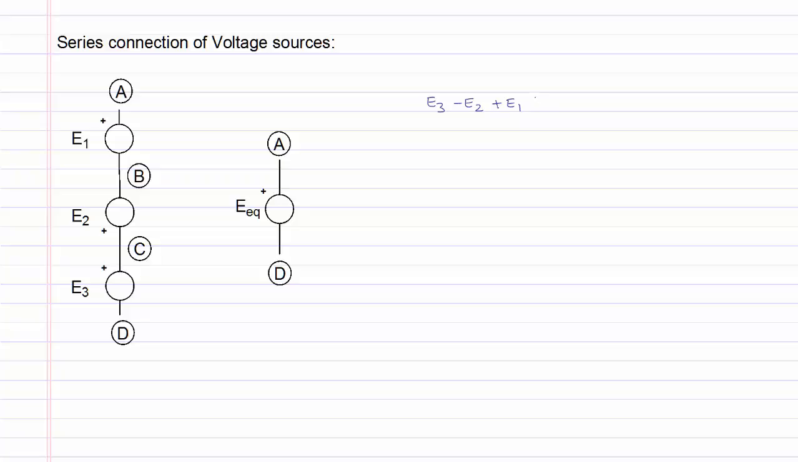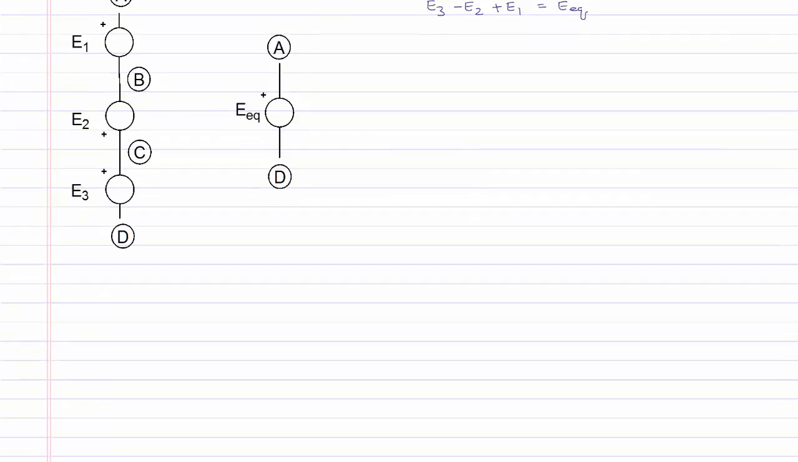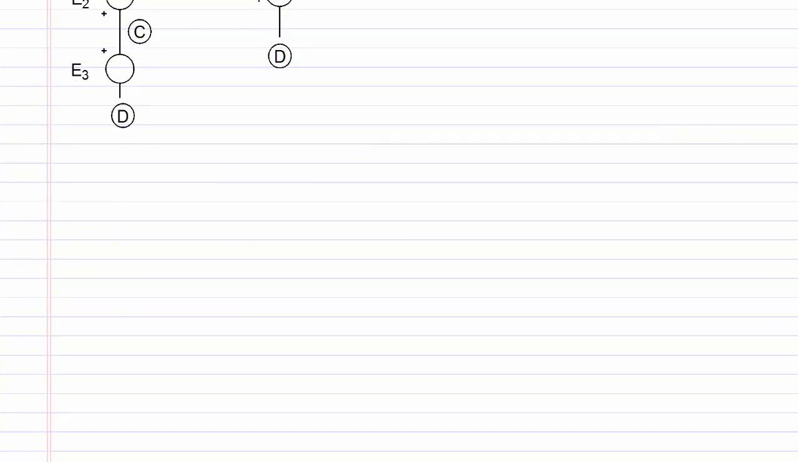This must be equal to the same voltage as we move from D to A on the right-hand side circuit, which is a voltage rise of E equivalent, and will be given with a positive sign. And this is the relationship between the circuit on the left and on the right. If we have more than three voltage sources connected in series, then we will simply add up all the voltage sources carefully, making sure that we are adding up the voltage sources with the correct sign depending on how they are connected. Finally, we consider the series connection of current sources.